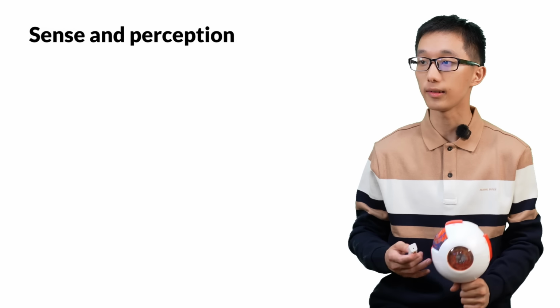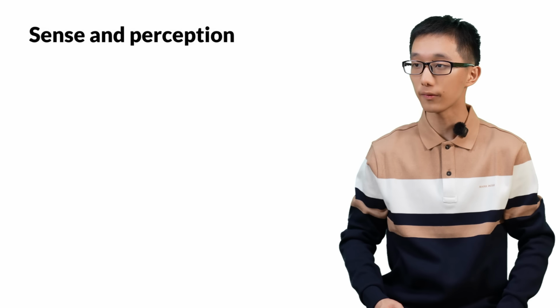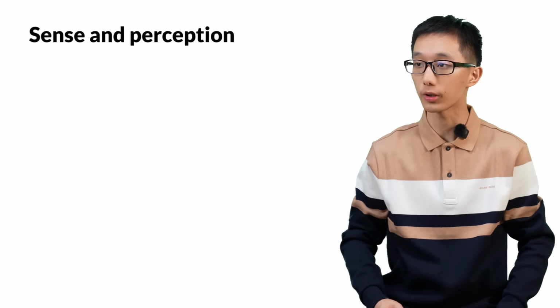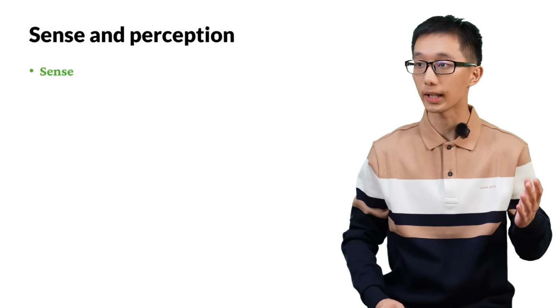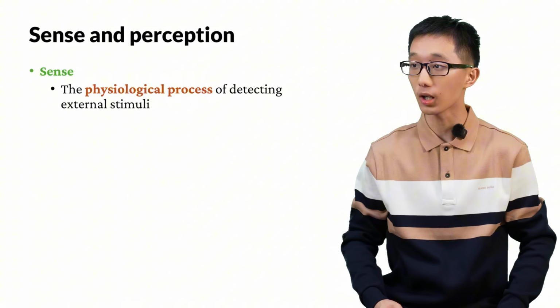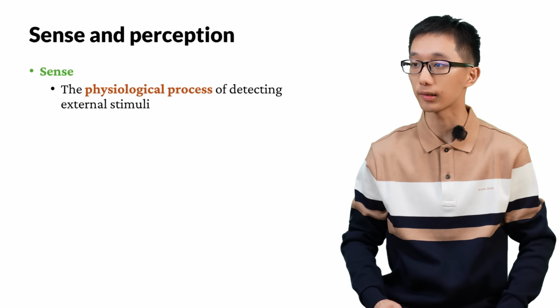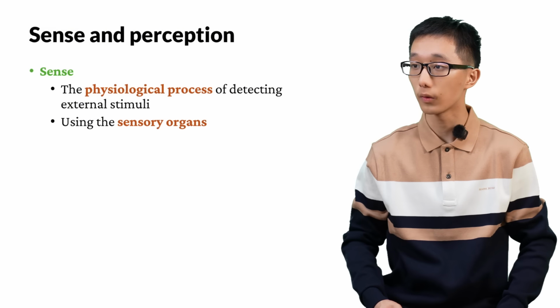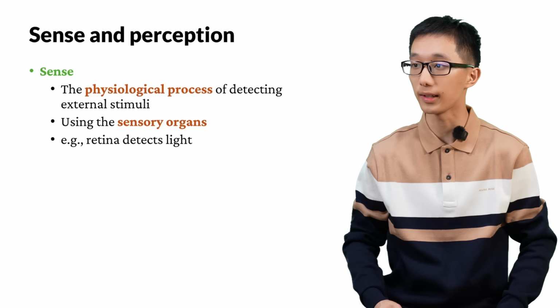Let's get into sense and perception. What is the difference between sense and perception? Well, on one hand, sense is the physiological process of detecting external stimuli. In this process, we are using our sensory organs. For example, when the retina detects light, it reacts to light. This is a process of sense.